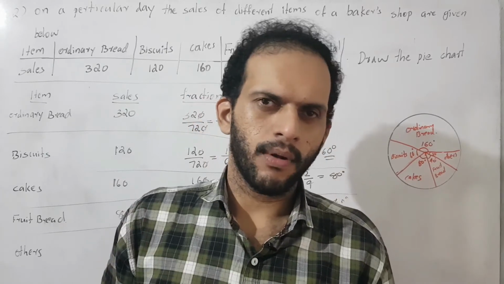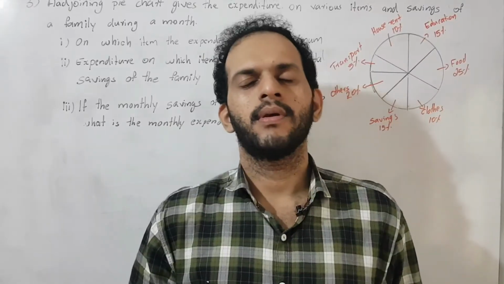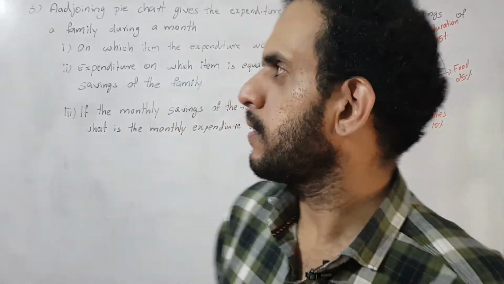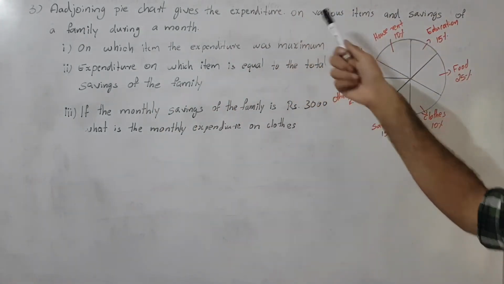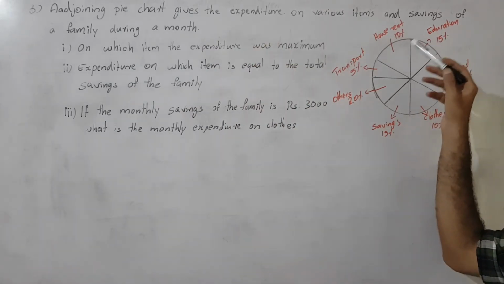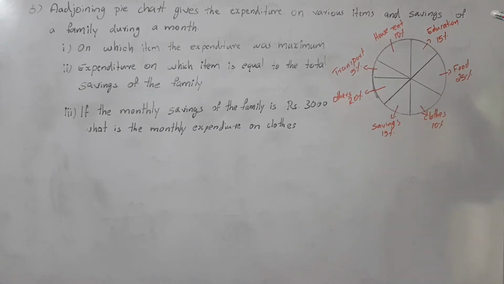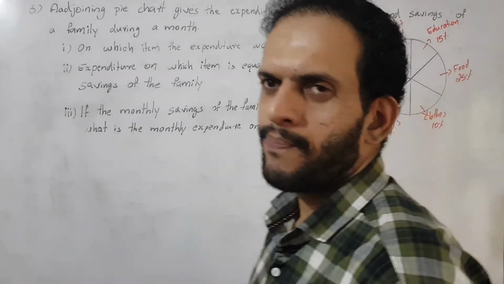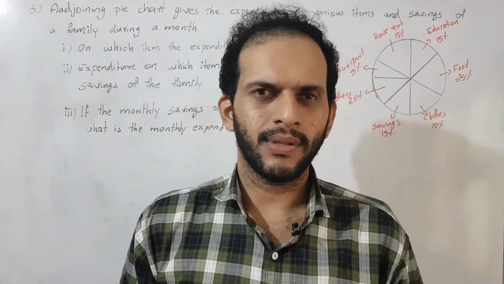I think now you got the idea about how to construct the pie chart. Next we discuss another type of question based on the pie chart. That question is like this. The adjoining pie chart gives the expenditure on various items and savings of a family during a month. Of their income, 15% is spent on education, 10% on house rent, 5% on transport, others 20%, savings 15%, clothes 10% and food 25%. This is the expenditure of a family based on their income.